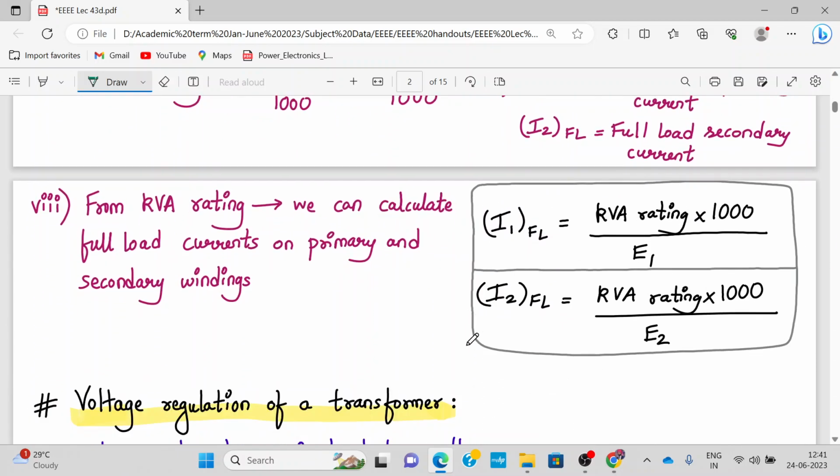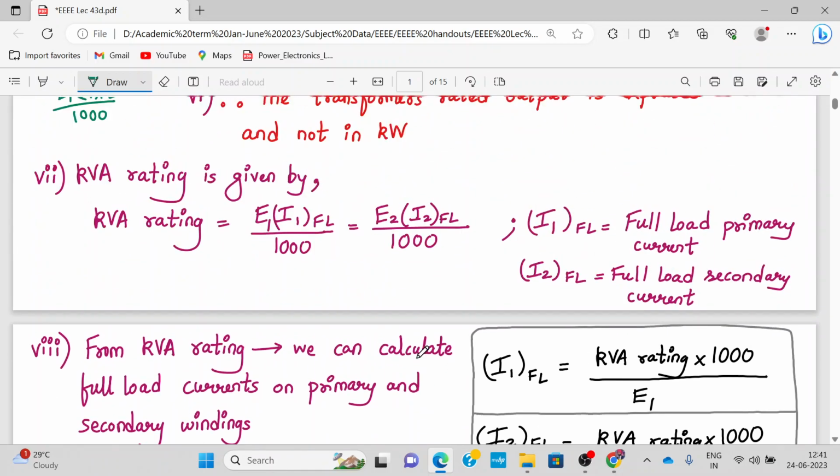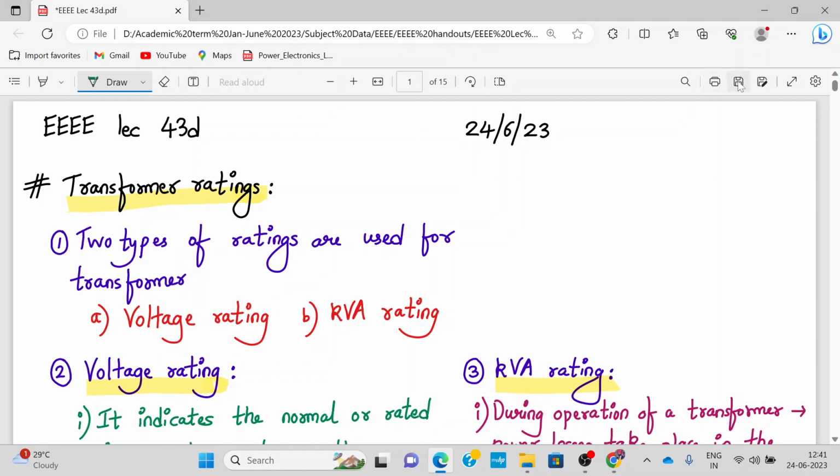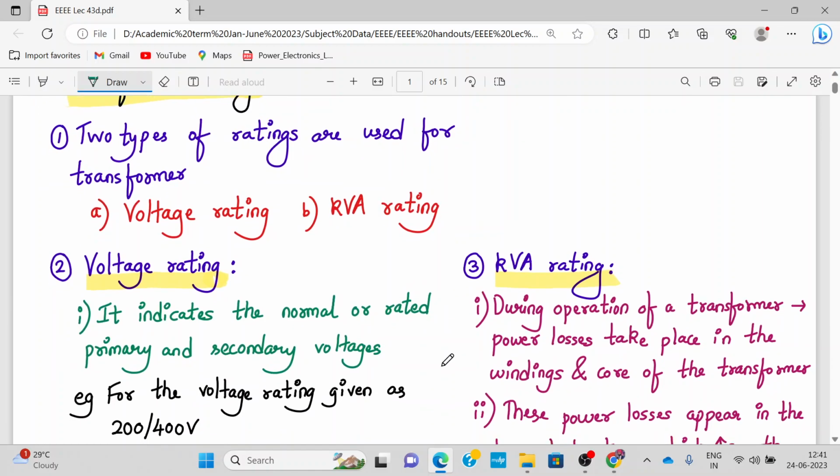Now from the kVA rating we can calculate the full load current on the primary and the secondary. From this formula itself, I1 full load will be given by kVA rating into 1000 divided by E1, and I2 full load will be given by kVA rating into 1000 divided by E2. So that's all about the rating of the transformer. In summary, always remember, transformer ratings are represented in kVA and not in kilowatts.